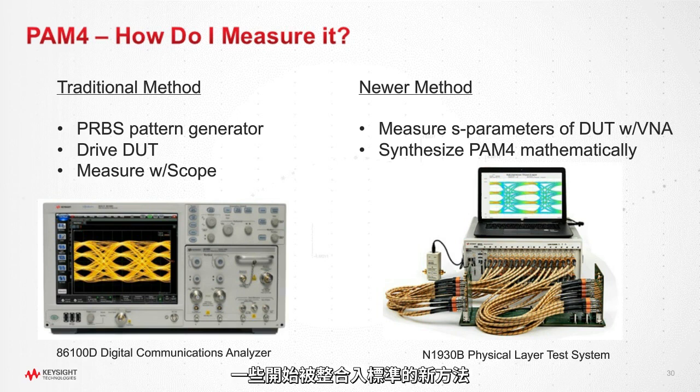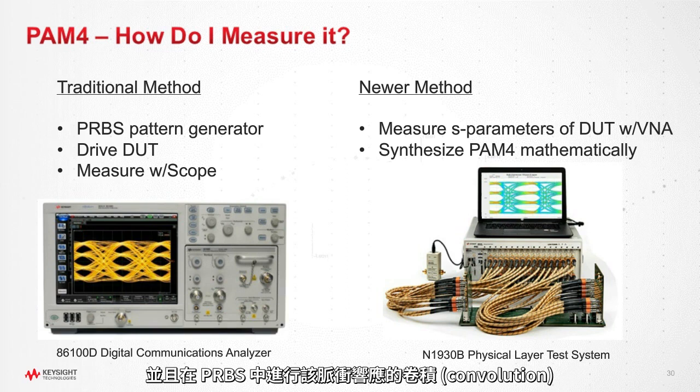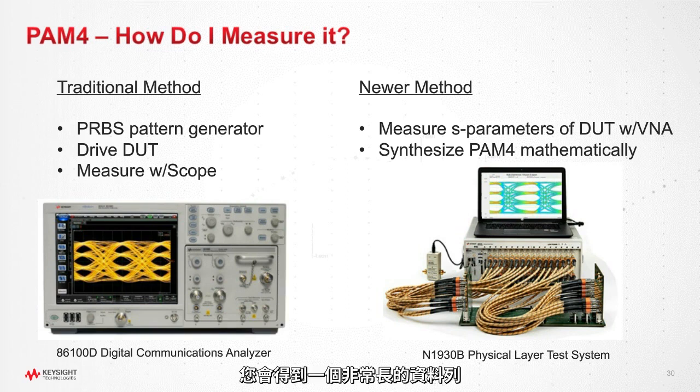Newer methods that are starting to be integrated into standards are measuring the S parameters of your same passive channel with the vector network analyzer. And then you can synthesize the PAM4 eye mathematically. And this has proven to be very accurate. In fact, the routine that we correlate back to the 86100 DCA is the same algorithm. You don't need to remember this, but basically you would take the S parameter measurement and derive the impulse response of that. Then you would drive with the virtual PRBS pattern and do the convolution of that impulse response and the PRBS. And then you'd get a very long data train, and then you just fold that over every bit period on itself, and you would get this PAM4 eye diagram. And this correlates very nicely. So there's more than one way to do these sorts of measurements.